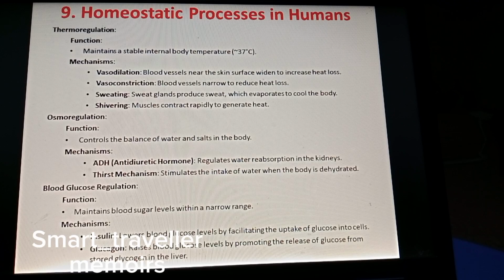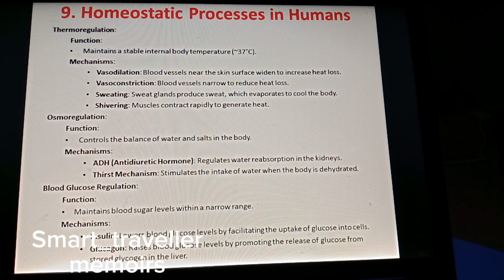Then we have osmoregulation. Function: controls the balance of water and salts in the body. Mechanism: we have antidiuretic hormone, or ADH. It regulates water reabsorption in the kidneys. That mechanism also stimulates the intake of water when the body is dehydrated.